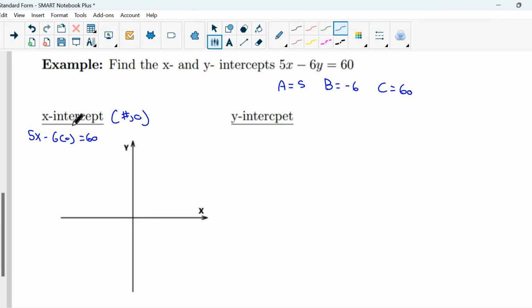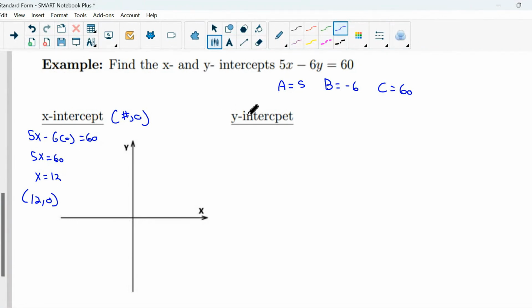From here, our goal is to solve for x. So that gives us 5x equals 60. Divide both sides by 5, gives us x equals a positive 12. If we were to write our x-intercept as an ordered pair, we would have 12, 0.